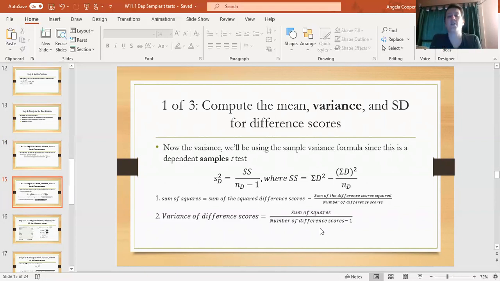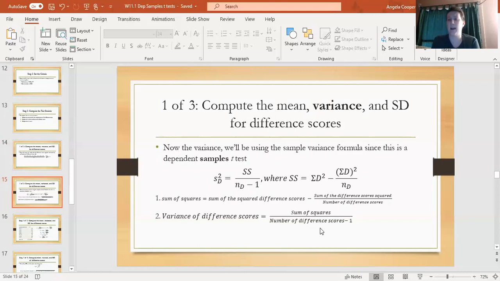Okay, so our sum of squares is equal to the sum of the squared difference scores minus the sum of the difference scores squared, divided by the number of difference scores. It sounds like I'm repeating myself. It seems like these are the same things, but I assure you they're different, and I'm going to show you.